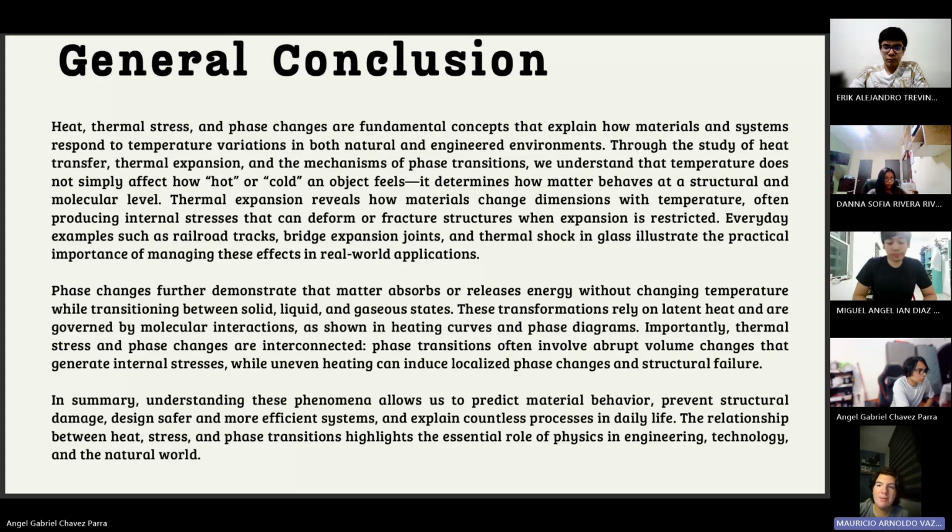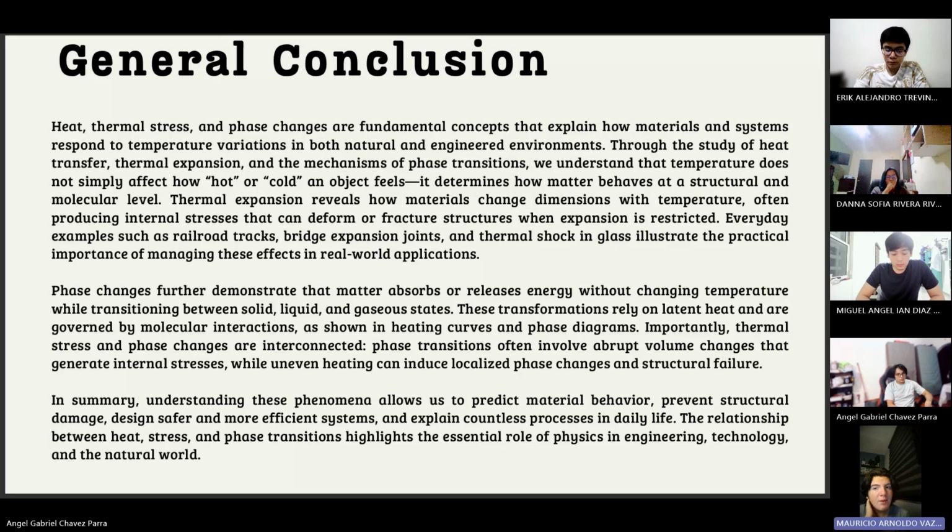Thermal expansion reveals how materials change dimensions with temperature, often producing internal stresses that deform or fracture structures, even when expansion is restricted. Everyday examples, such as railroad tracks, expansion joints in bridges and thermal shock in glass, illustrate the practical importance of managing these effects in real applications.